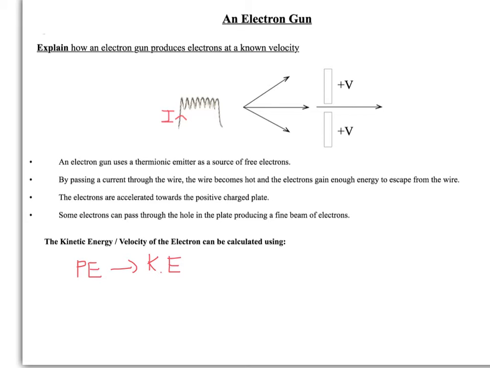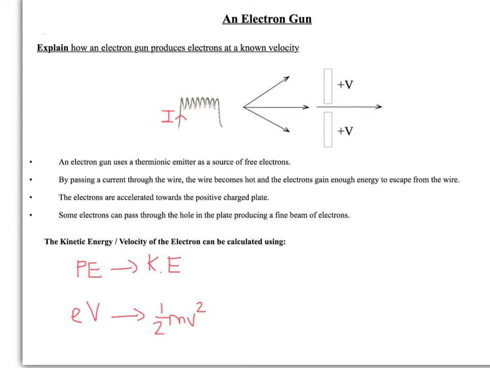So in terms of actually calculating the change in potential energy, you've got the potential difference applied to them, and we've got the charge of the particle, so in this case electrons, and it's essentially transferred into kinetic energy, so half mv squared.